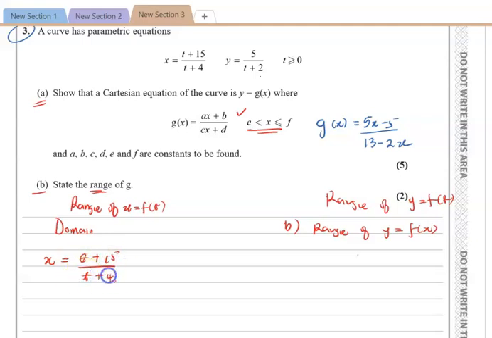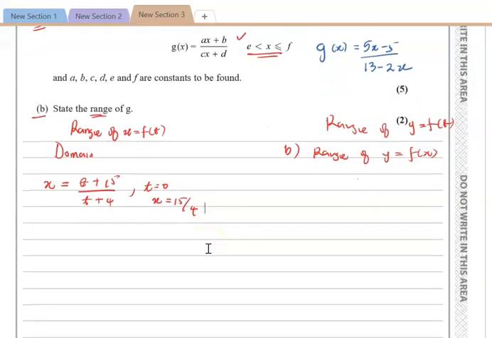Now, there's a shortcut here. If you checked one of my first videos on P4, I have a detailed explanation, but you have a shortcut here. Now, the shortcut is what I'm going to do. They say that t is greater than what? t is greater than 0. I'm going to substitute in t as equal to 0. When I put in t as equal to 0, I'm going to end up with x as equal to 15 over 4.